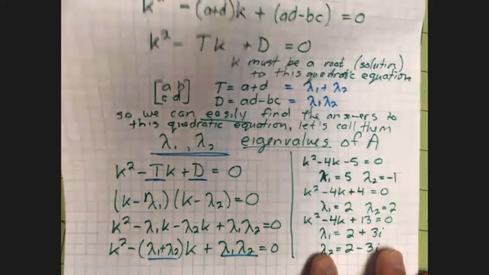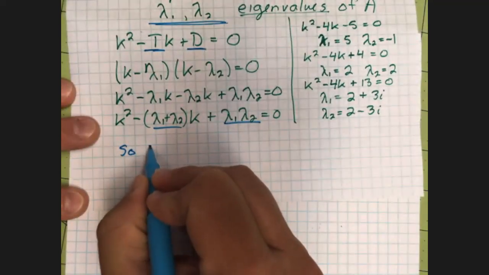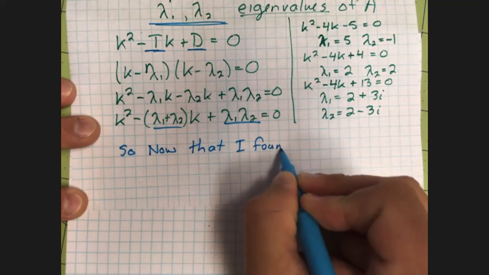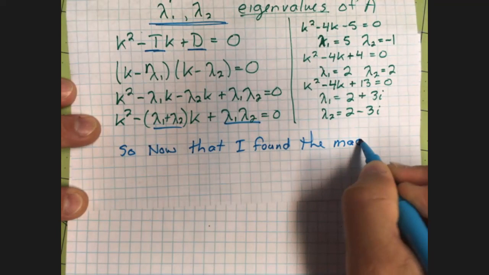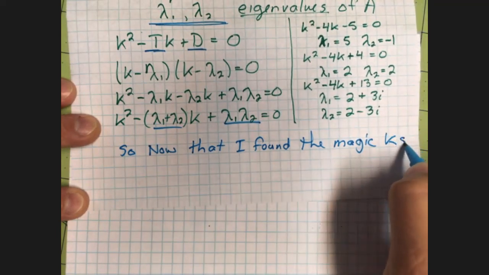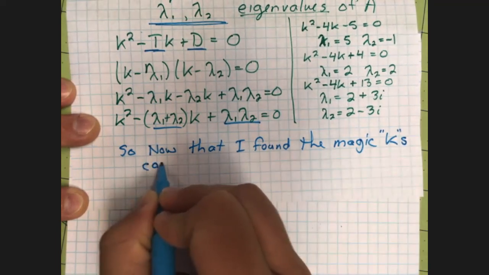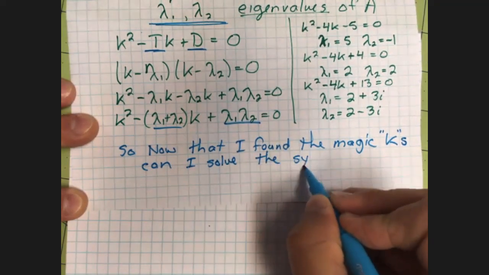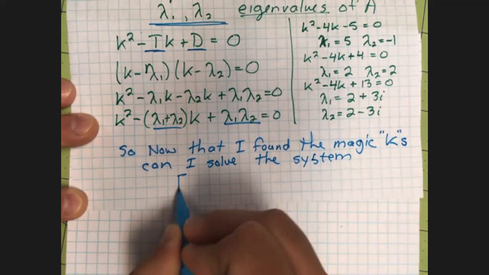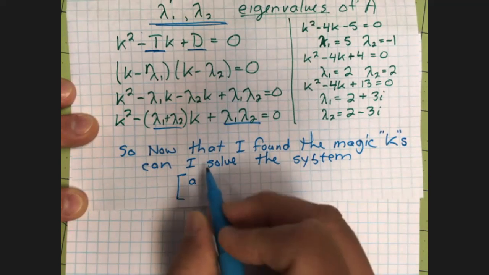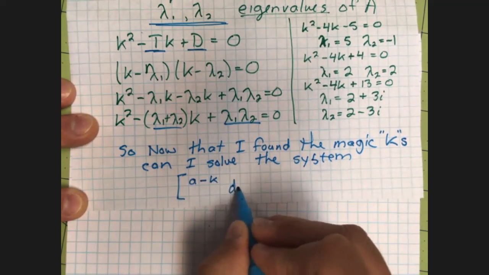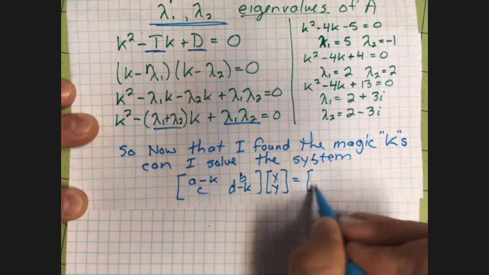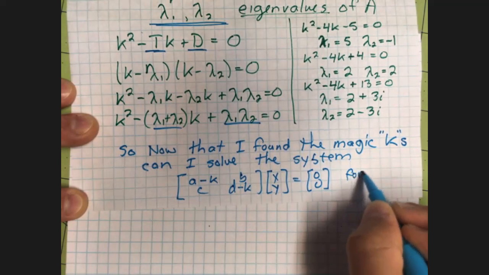So I want to solve this. Again, I'm going to write this down until you get sick of seeing me write these things down. So now that I found the magic k's, can I solve the system A minus k, D minus k, B, C times X, Y equals 0, 0? Can I solve this system for X and Y?